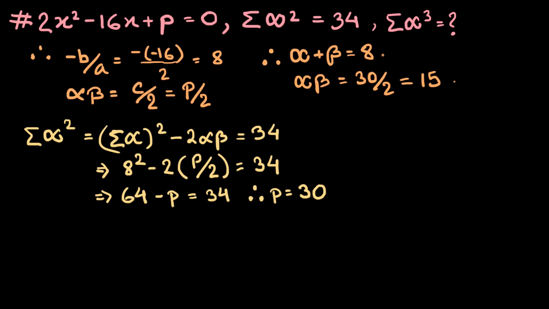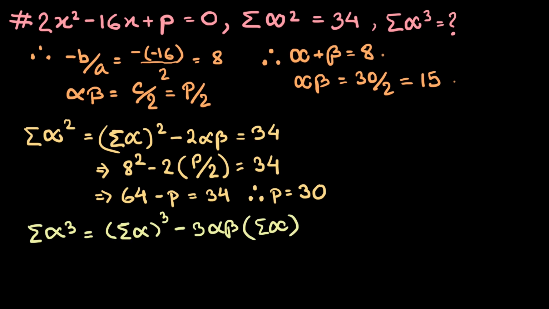However, we can also use the new formula that we had just derived. And we put in all the values and voila! We have the value of the sum of the cubes, which is 152. Hopefully things are clear regarding roots of quadratic polynomials.